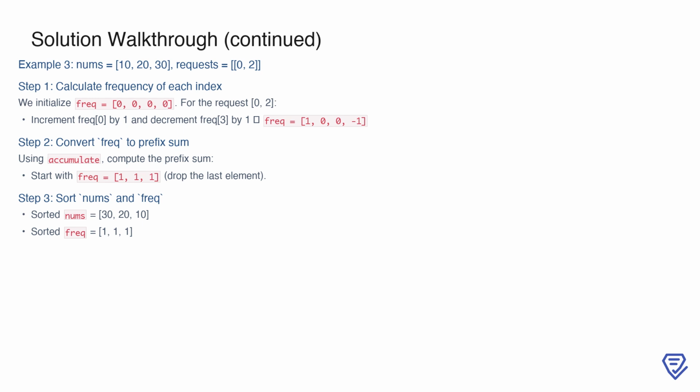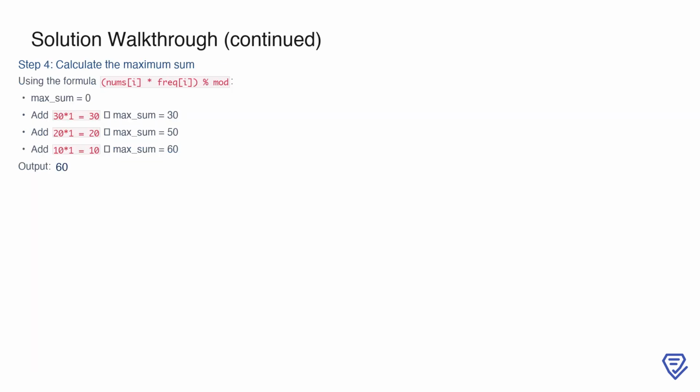Then, we compute the prefix sum of this array. After accumulation, frequency becomes 1, 1, 1, 0, and we drop the last element, leaving frequency equals 1, 1, 1. Sorting nums in descending order gives 30, 20, 10, and since frequency is already sorted in descending order, it remains 1, 1, 1. Finally, we calculate the maximum sum using the formula nums[i] * frequency[i] % mod.